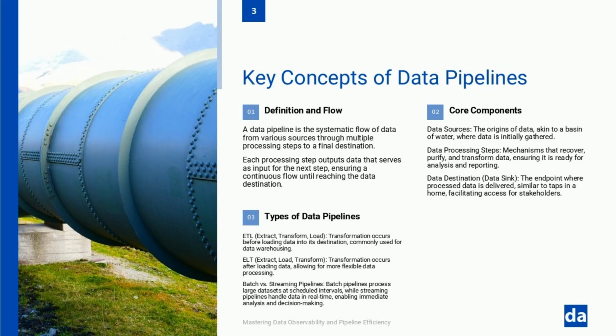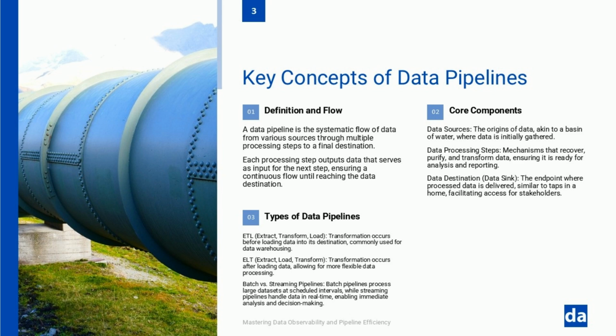Next up, let's talk about the backbone of any data system, the data pipeline. Think of it as the plumbing that moves water, or in this case, data, from one place to another, making it ready for use. First, let's define it. A data pipeline is a systematic flow where data moves through multiple processing steps, from its sources to a final destination. Each step acts as both an output and an input, creating a smooth and continuous flow.